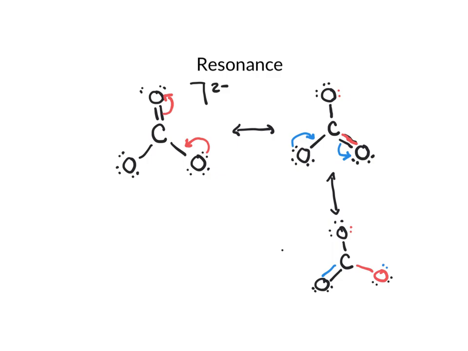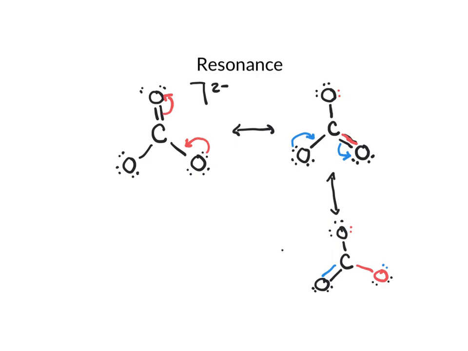And so you can see that there are 3 possible structures because there are 3 possible places where I can put that double bond. Notice that all that I've done is move the electrons around. So these arrows show where the electrons are moving, and that leaves the atoms exactly where they were. I haven't moved the atoms, all I've done is move the electrons. So resonance structures are structures where you've kept the atoms in the same place but moved the electrons around.